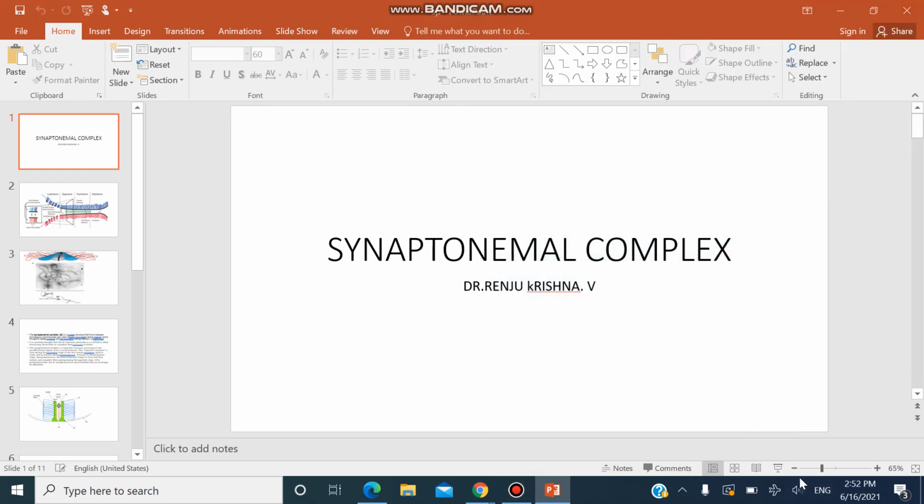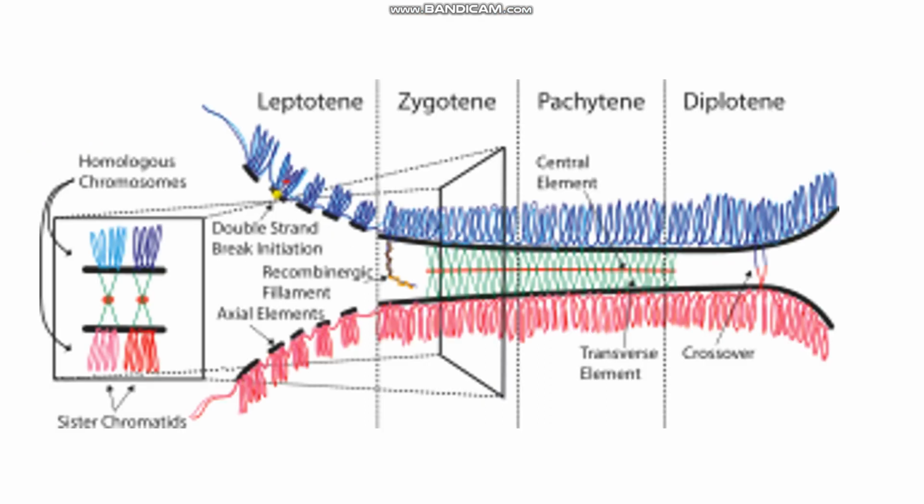So today we will discuss the synaptonemal complex. The synaptonemal complex is actually a scaffold. It is a structural protein which is seen during meiosis. It appears during the leptotene stage and disappears after the diplotene stage. This scaffold is a mechanical functioning protein which helps in the adhesion of homologous chromosomes during the crossing over.